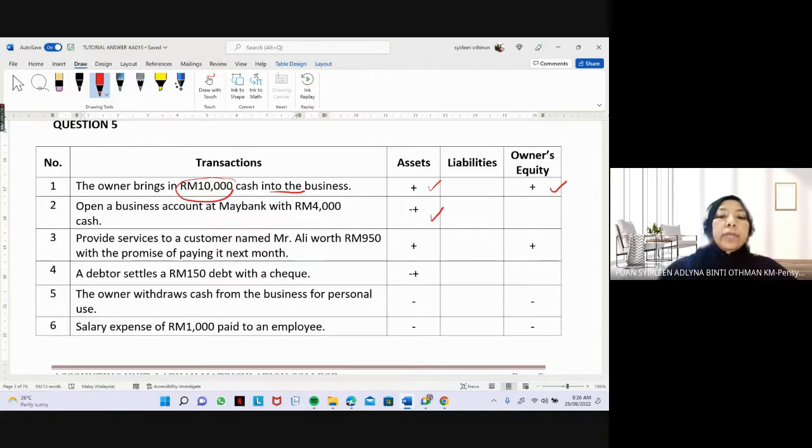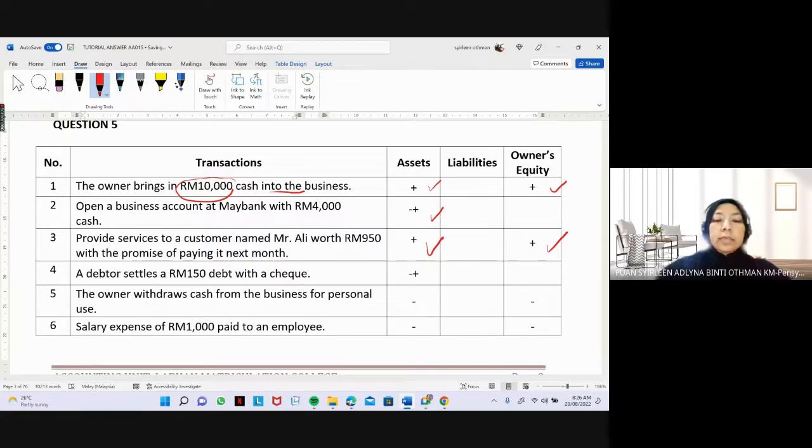Jadi revenue dah boleh tambah. Okay, and at the same time you're supposed to receive the money, cuma dia belum buat bayaran. So that 950 will go into your accounts receivable. That is actually your asset. That's why kita akan plus dekat asset and kita akan plus juga dekat owner's equity. Right?